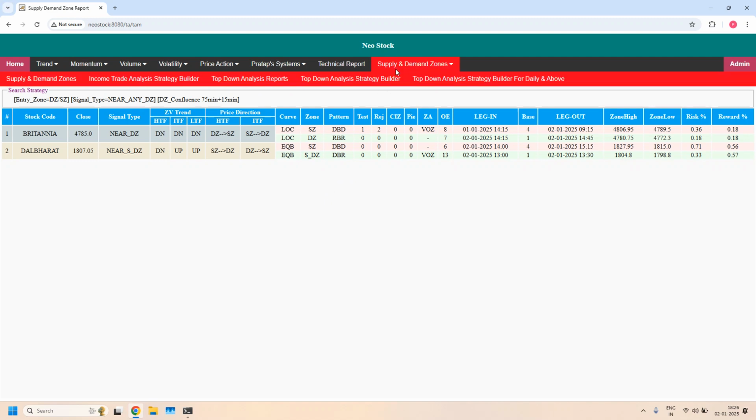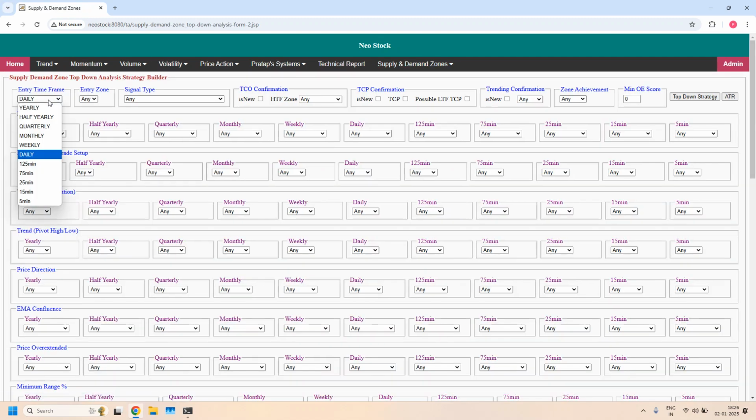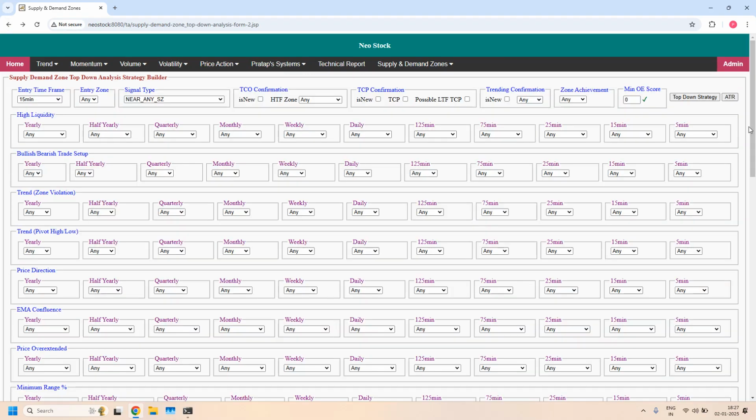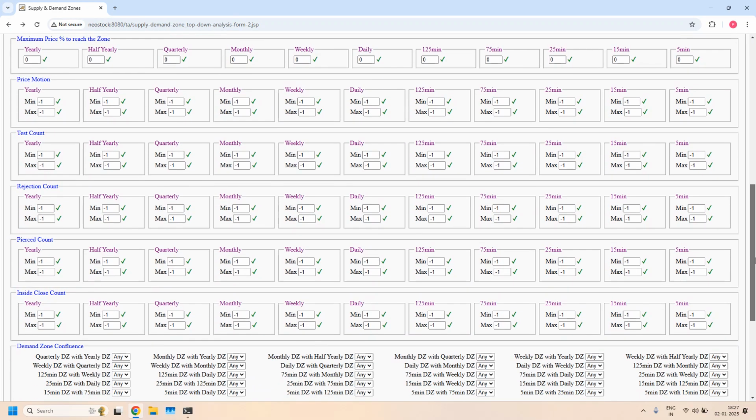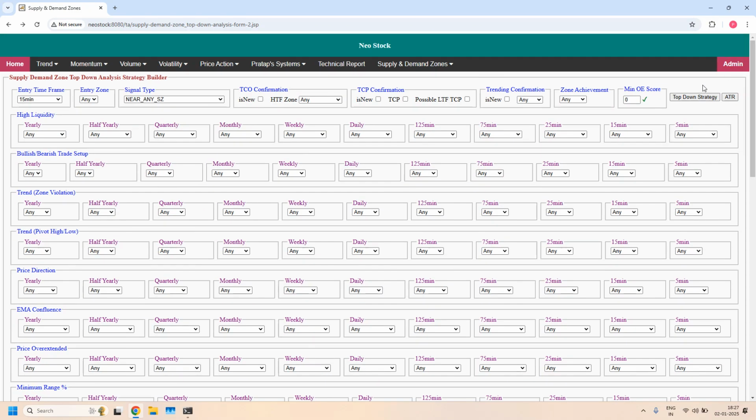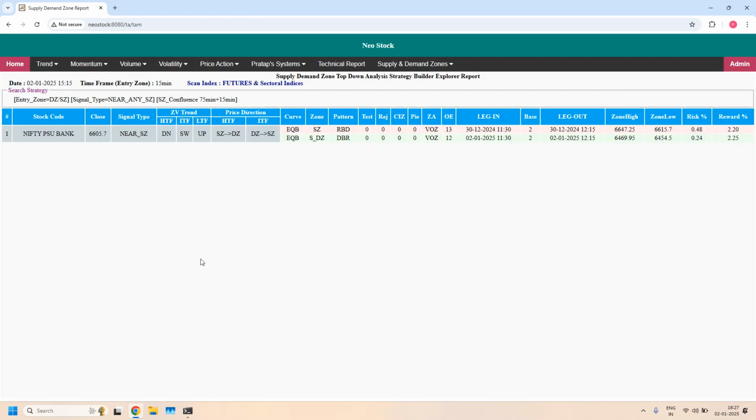Okay, next 15 minutes time frame. Stocks near 15 minutes supply zone. We got 3 stocks. Let's verify out of these 3 how many are having ITF supply zone confluence. That is 15 minute supply zone with 75 minute supply zone confluence. Enable the filter. Out of 3 we got only 1 stock and it is an indices.